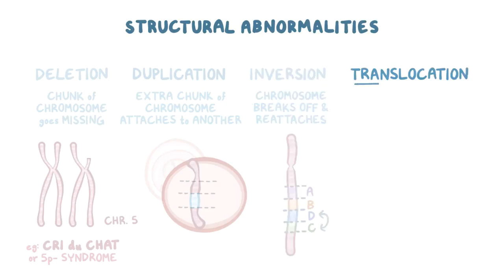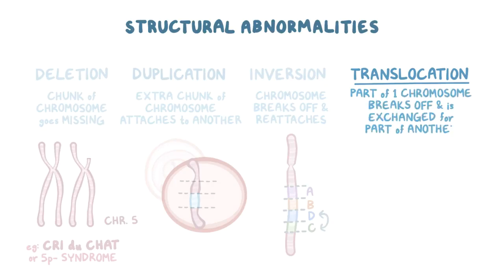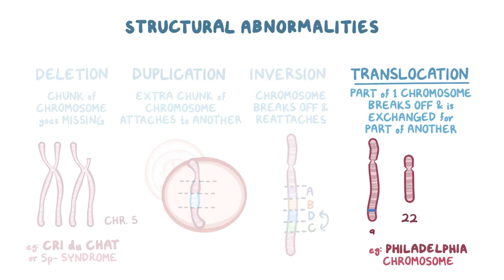And finally, there are translocations, which is when a part of one chromosome breaks off and is exchanged for a part of another non-homologous chromosome, which might result in a fusion between genes that were initially separated. A classic example is the Philadelphia chromosome, which is a chromosome 22 with a bit of chromosome 9 on it. Right where they come together, there's a fusion between the BCR gene, initially in chromosome 22, and the ABL gene, originally in chromosome 9. So there's a fusion gene ABL-BCR, which leads to uncontrolled cell division that results in a type of leukemia.